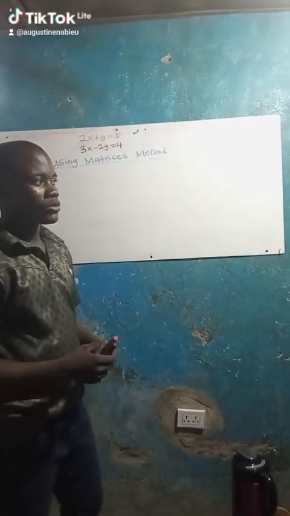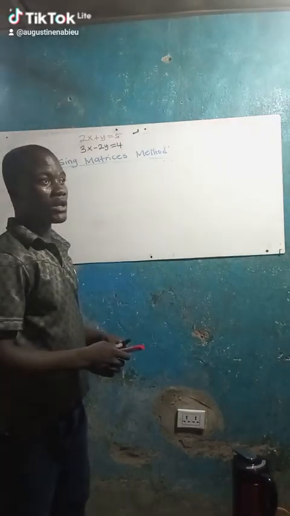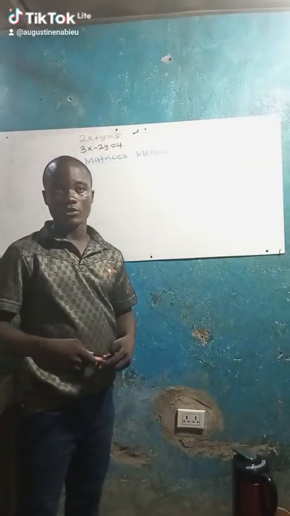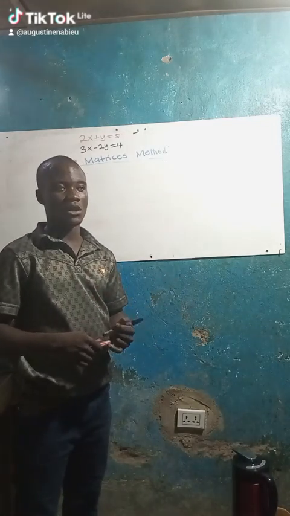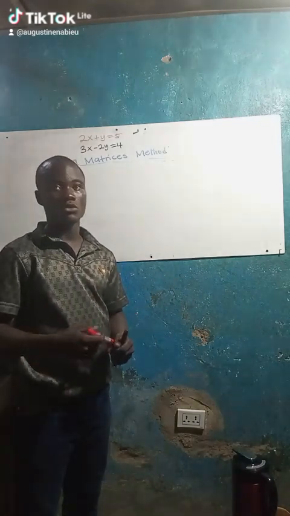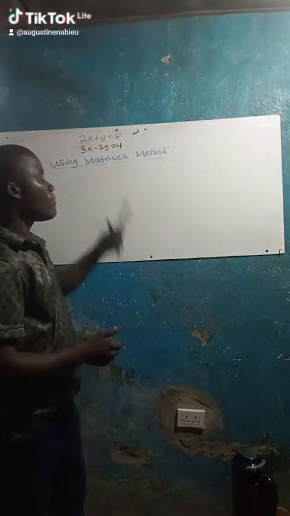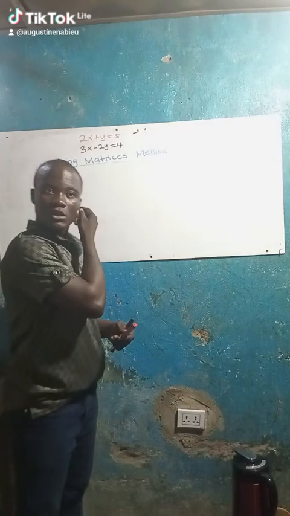Using the matrices method to solve a system of linear equations in two variables. Basically, I have used three methods to solve these two equations, and this could be the fourth method I'm using. I have used the substitution method, the elimination method, and Cramer's rule, and now I'm using matrices. It's very simple.